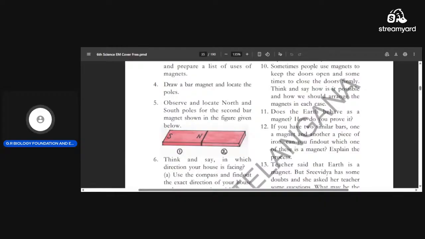Okay. If you have two similar bars, one a magnet and another a piece of iron, can you find out which one of these is a magnet? So already we discussed that. If the given object is a magnet, it attracts on one side and repels on another side. If the given object is a magnetic material, it is attracted by both sides of the magnet. If the given object is not attracted or repelled by both sides of the bar magnet, that is a non-magnetic material.